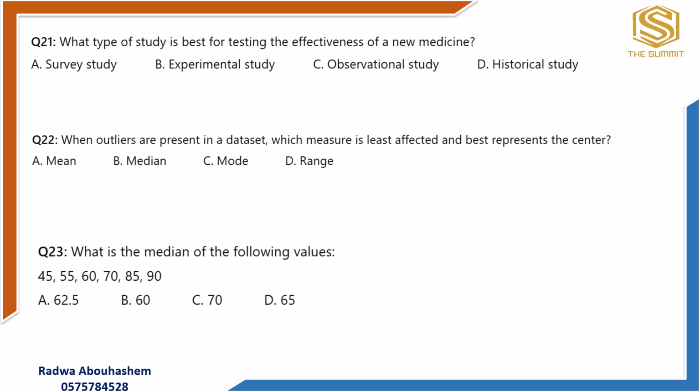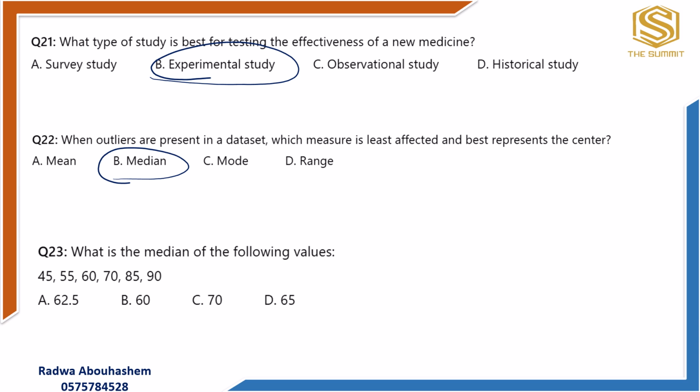What type of study is the best for testing the effectiveness of a new medicine? Of course, it's the experimental study. Now, when outliers are present in a data set, which measure is least affected and best represents the center? Of course, the median. It works better when there are outliers or the data are skewed.